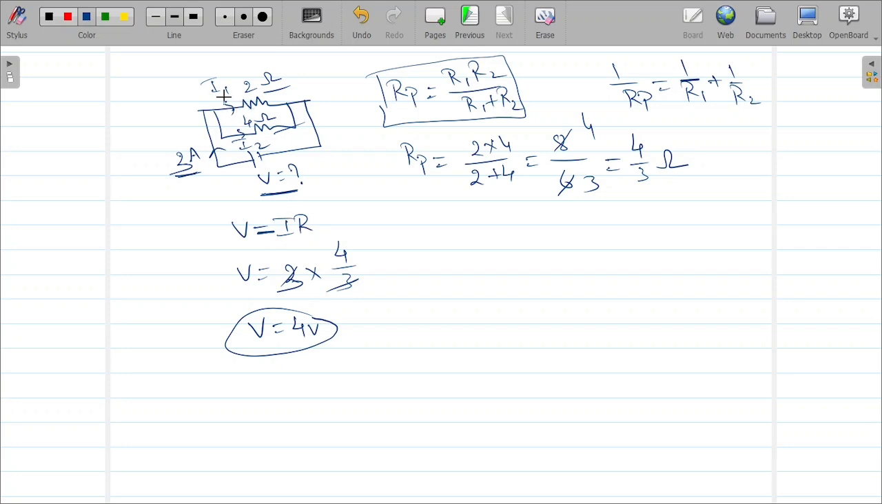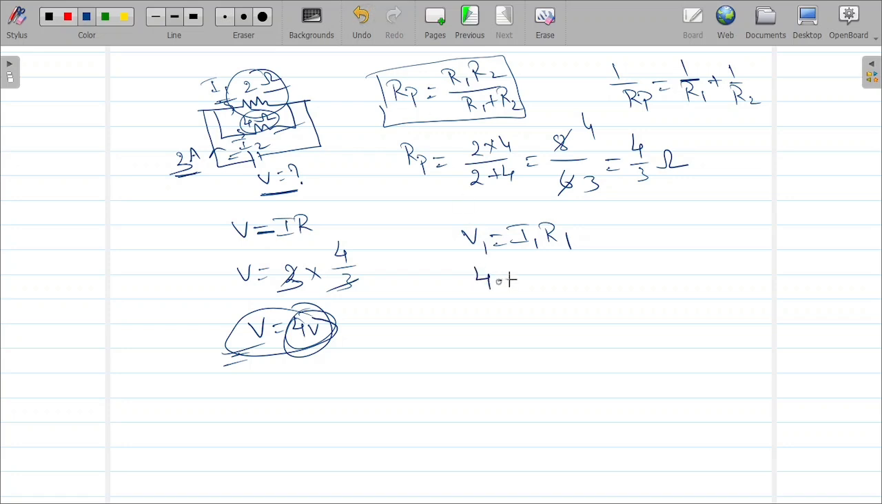Still what we need to find? The currents I1 and I2. So here what is the potential across 2 ohms? 4 volts. Across 4 ohms, the same 4 volts only, as the connection is parallel. In a parallel combination, the potential is constant, equal potential. So now V1 equal to I1 R1. V1 is nothing but V. So what is that V? It is 4. Okay.